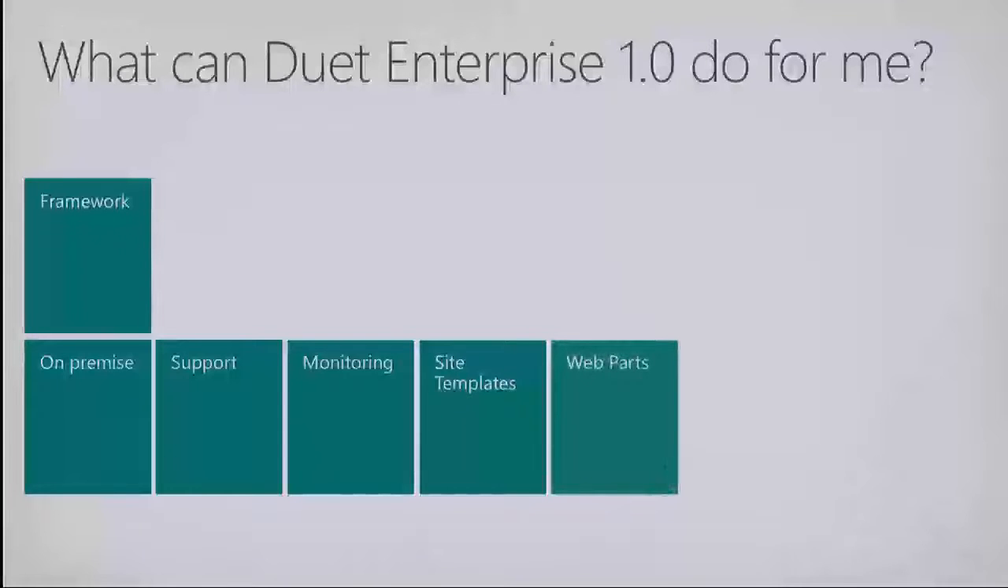So let's talk about Duet Enterprise. What can that do for me? Well, 1.0 is a framework. It's designed to be on-premise. Right? We can support and monitor this in just wonderful ways. This is a native SharePoint app, so when something goes wrong, you get a correlation ID. If you're technical in this session, you love correlation IDs. You get site templates for reporting, workflow, collaboration, and functionality is deployed here at the web part level. So you're going to go ahead and deploy different web parts.